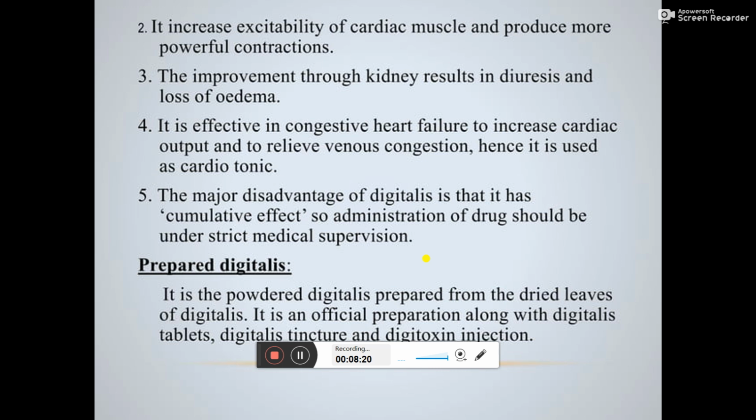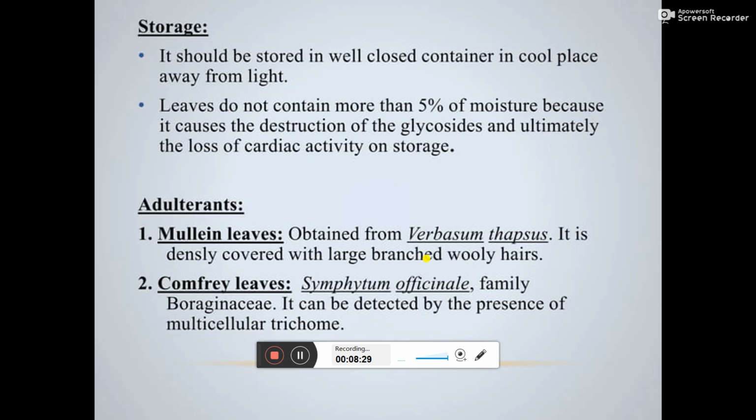And the major disadvantage of this drug is that it has a cumulative effect. So administration of the drug should be under strict medical supervision. Then storage: it should be stored in a well-closed container in a cool place, and leaves should not contain more than 5% of moisture because it causes destruction of glycosides.